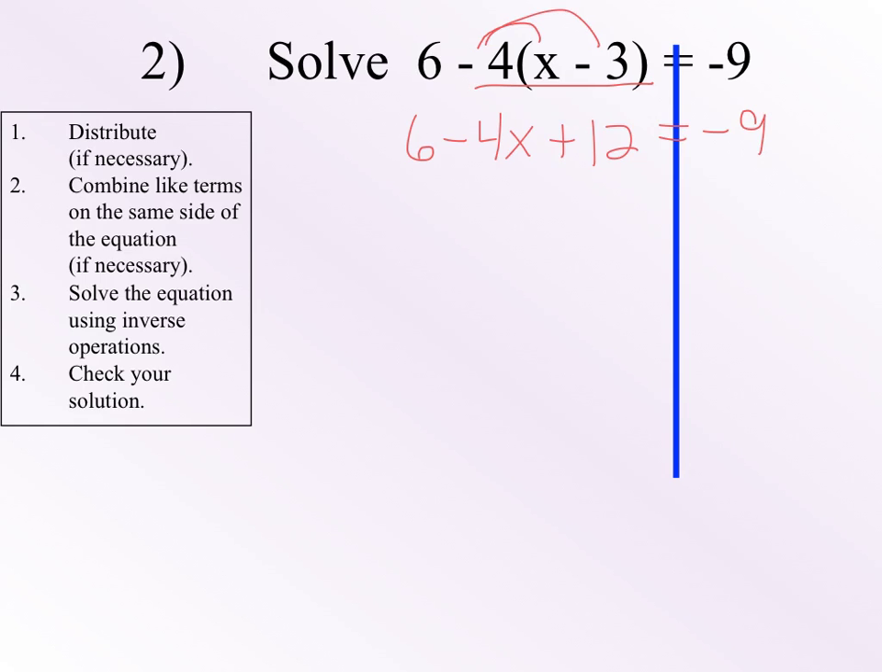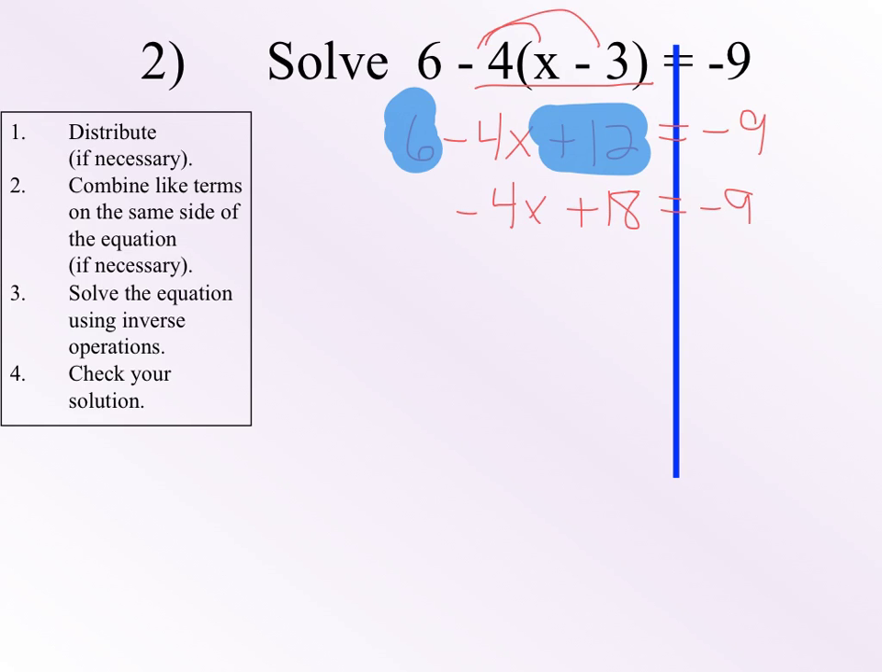Okay, step 2 says to combine like terms. So you're looking for any of the common terms on one of the sides, and if you have more than 2 terms on any side, there is stuff to put together. So if I look at the left, I've got the 6 and this 12. Those are like terms. They're both just plain old numbers, and you could put those 2 numbers together to make life easy, and 6 plus 12 is 18.